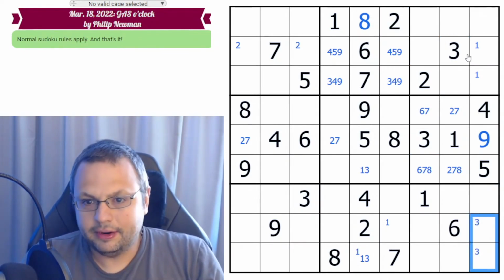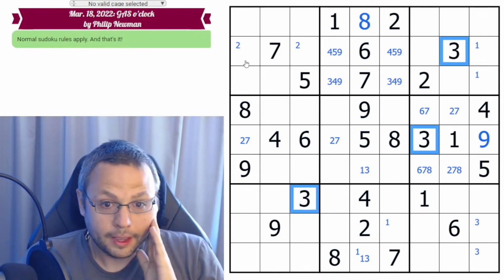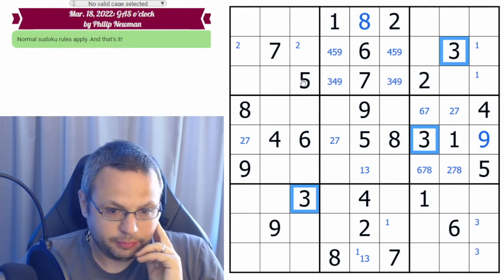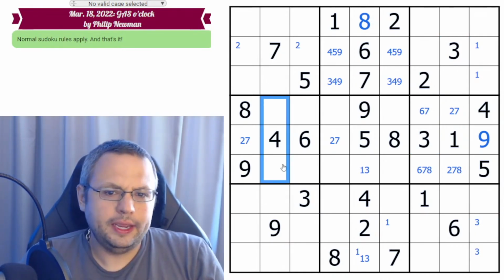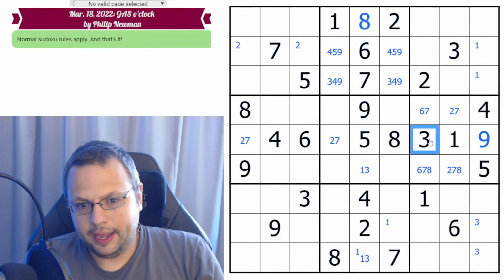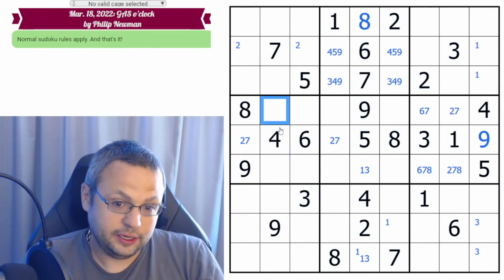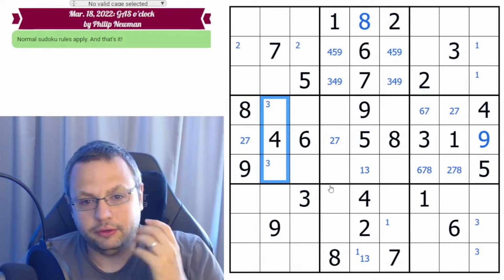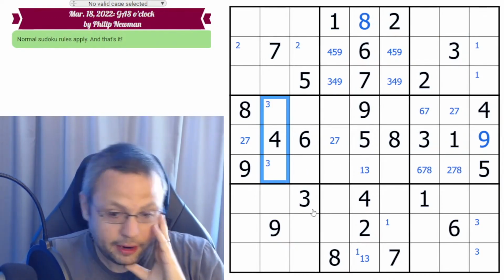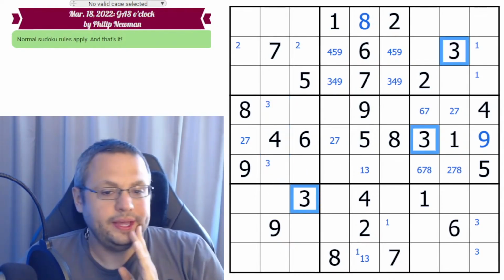3 in this box goes down here somewhere. 3 over there goes lots of places. Again, I'm usually only going to mark if there's 2 places for a digit to go. So in this case, 3 goes in one of these 2 places. Okay. Now, this is a perfect example of why doing this is useful.